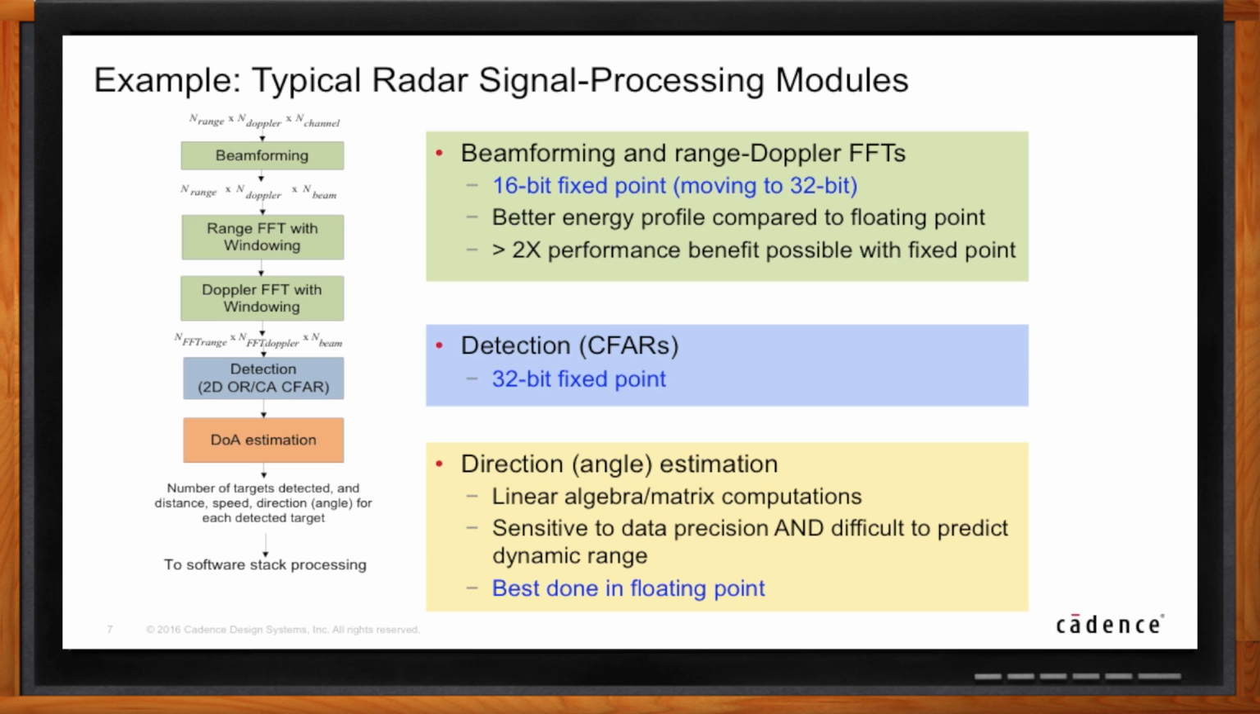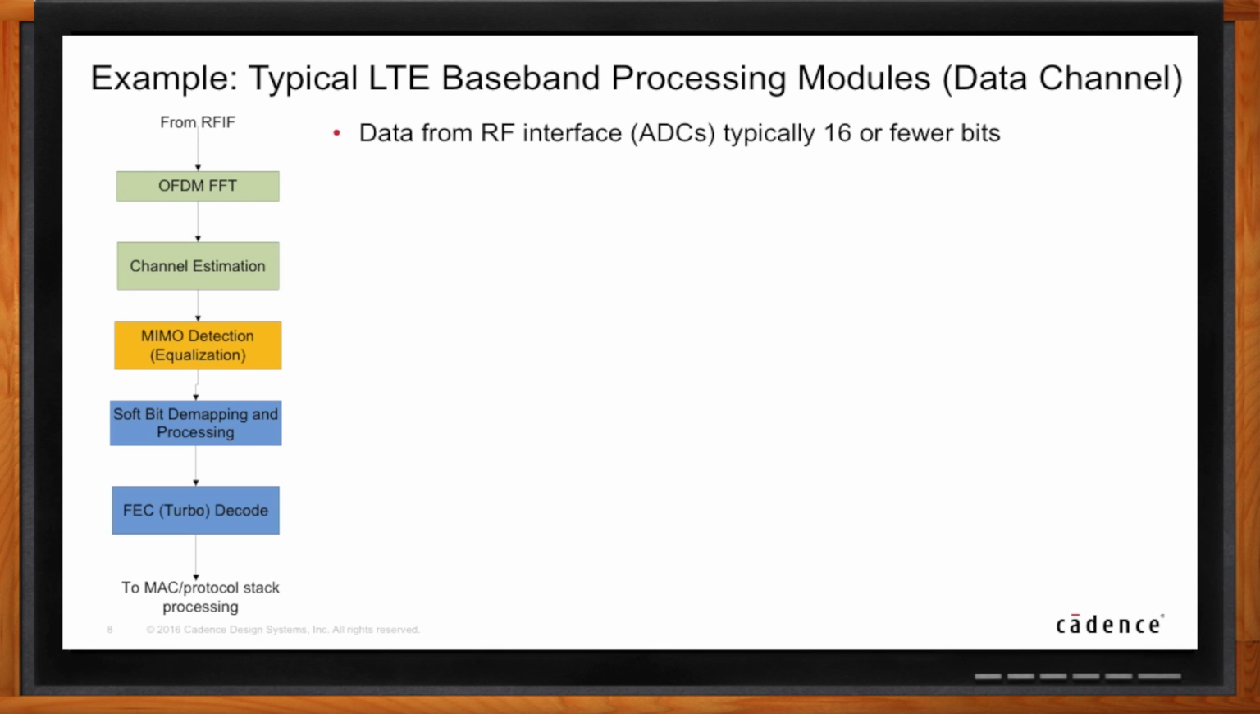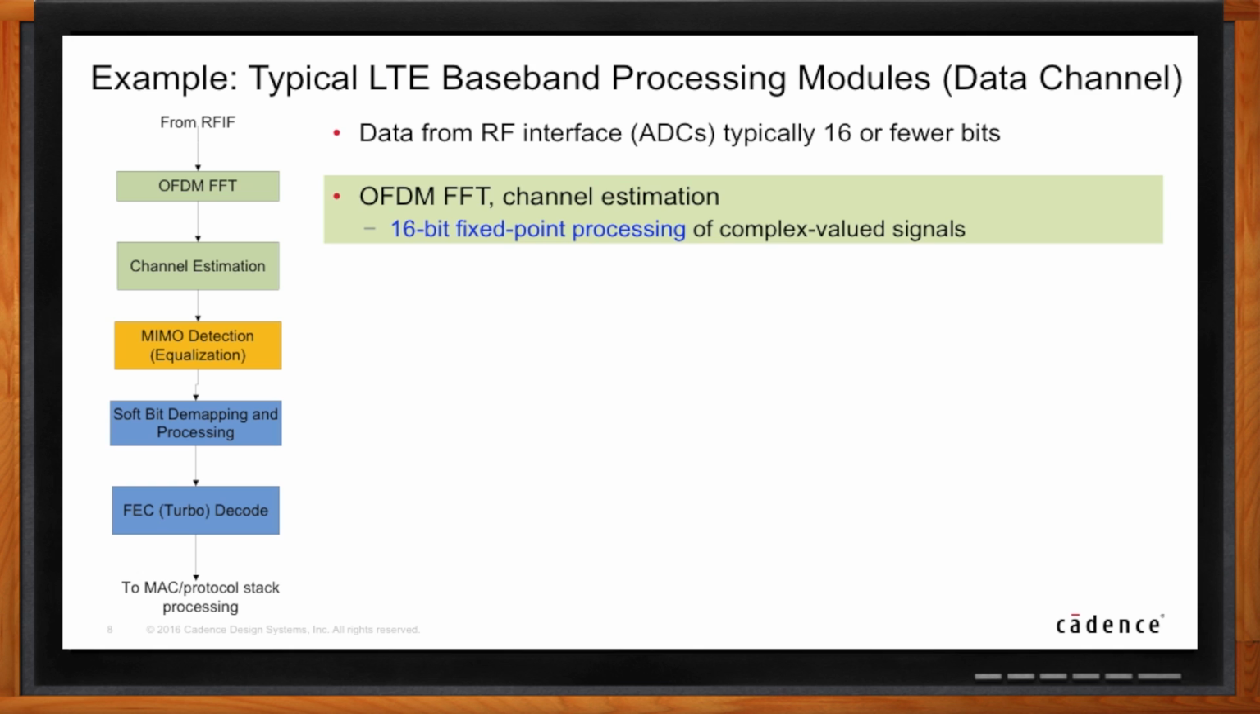Gotcha. Okay. So you got another application? Yes, let's look at communications baseband processing. Okay. So here we have a typical processing flow for an LTE baseband modem processing the data channel. The data from the RF interface, the converters, in this case is usually 16 bits or lower. So the upfront modules, the FFTs and the channel estimation, they are best done in 16-bit fixed point, so that again you have a better energy profile and more efficiency in cycles compared to floating point.